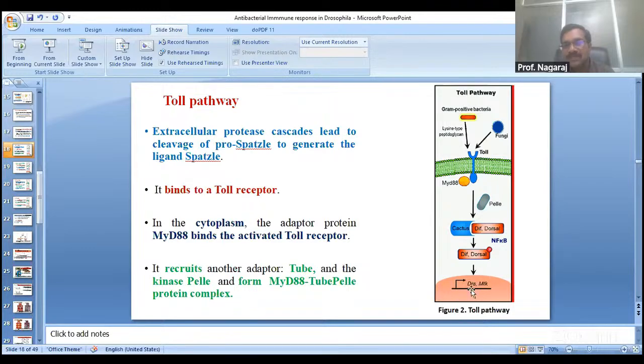These factors bind and activate the Drs and metchnikowin antimicrobial peptide genes. These are the genes which get activated by gram-positive bacteria.